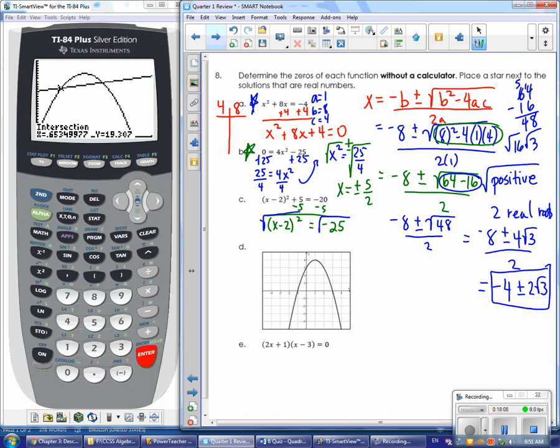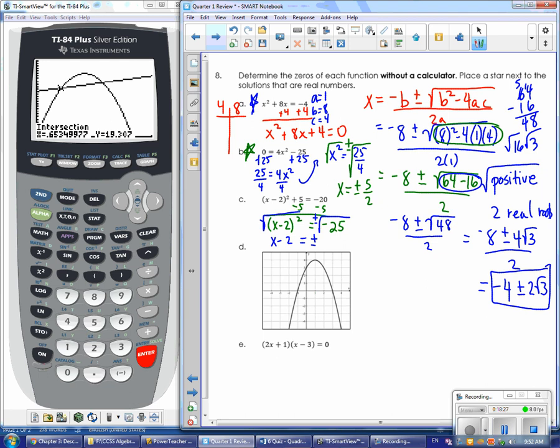And I have to remember when I do that, I'm going to have two roots, so I want to include the plus or minus. The square and the square root are going to undo each other, so I'm going to be left with x minus 2. And that's going to be equal to plus or minus the square root of -25. As soon as you see that negative, that should be an indication that we have an imaginary root here.